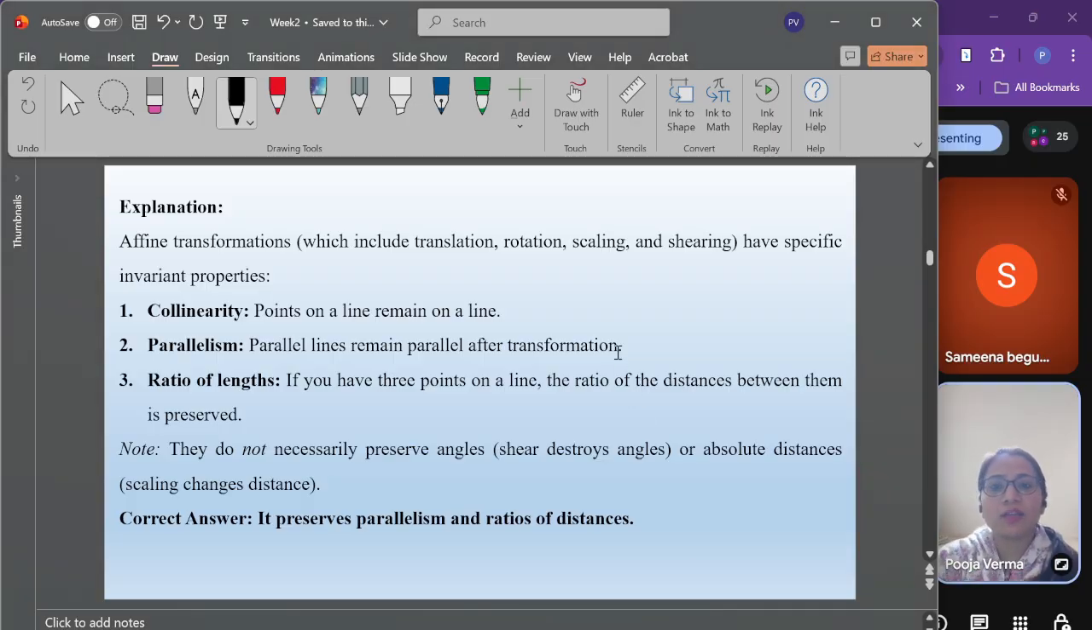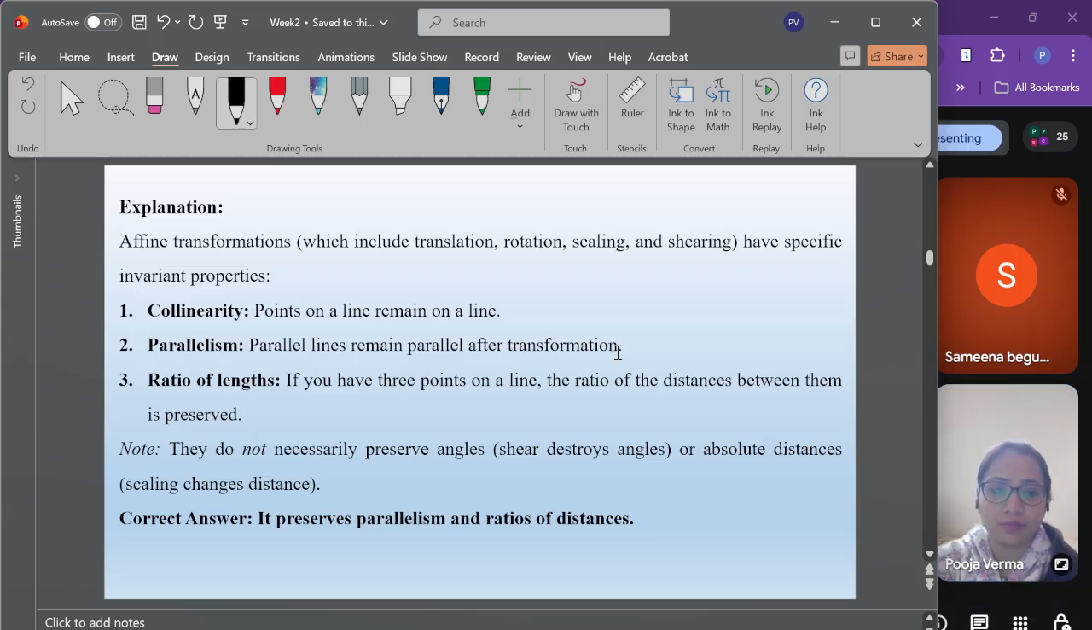Affine transformation includes translation, rotation, scaling, and shearing. So it has specific invariant properties. The properties of an affine transformation are collinearity, that points on a line remain on a line, and parallelism, parallel lines remain parallel after the transformation as well, and the ratio of lengths. If you have 3 points on a line, the ratio of the distances between them is preserved. So the correct answer is option B, that is, it preserves parallelism and ratios of distances.